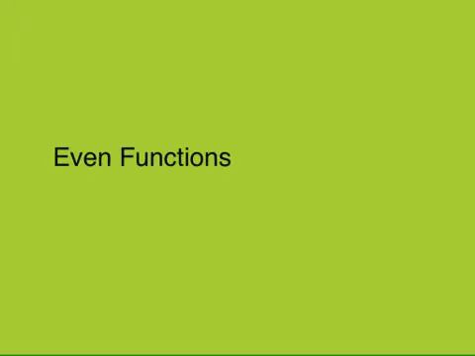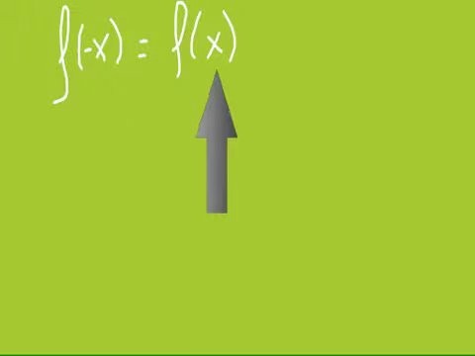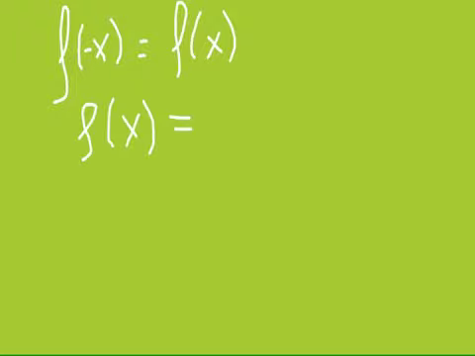An even function has the form f of negative x equals f of x. What that means is anytime you put a negative x in, you get the same answer as if you put a positive x in. For example, the function f of x equals x squared is even.